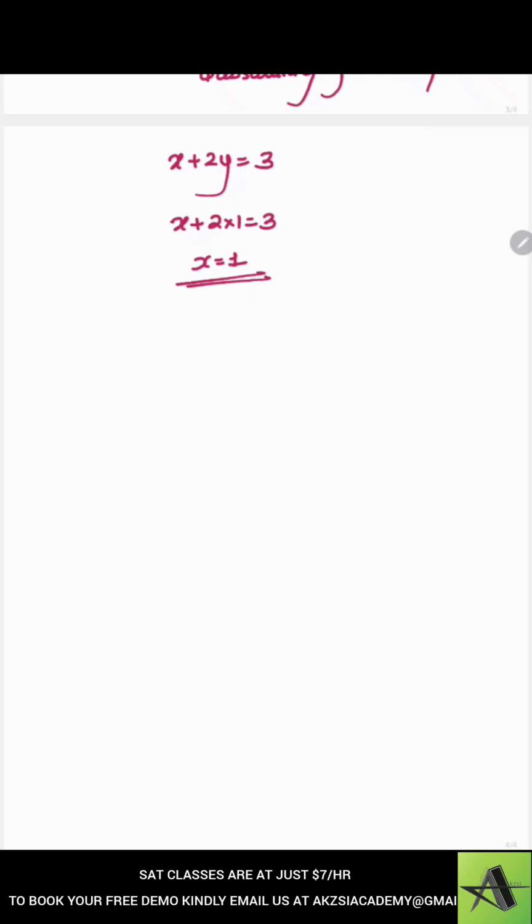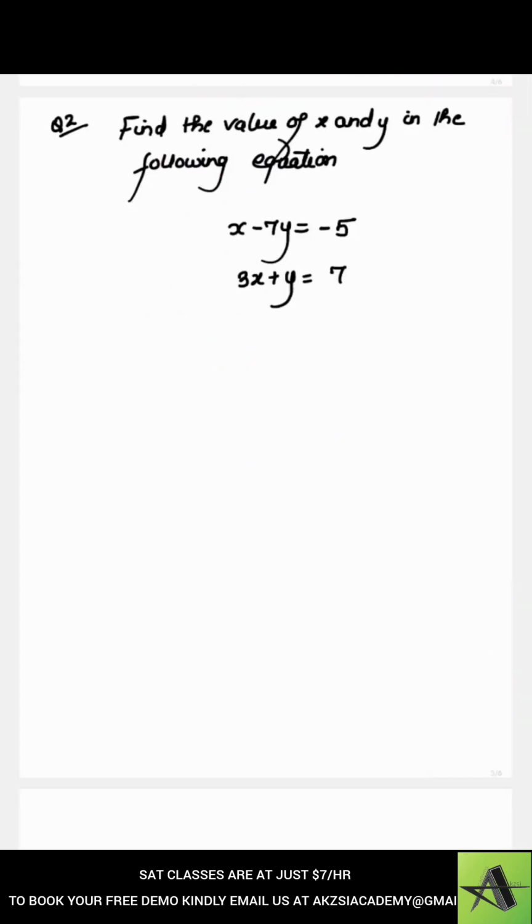So the unique solution that I have calculated is x equals 1 and y equals 1 as well. So this is how you can calculate the value of x and y. Let me do one more question on the same method, which is the substitution method. See this equation, x minus 7y equals -5 and 3x plus y equals 7. We have to calculate the value of x and y.